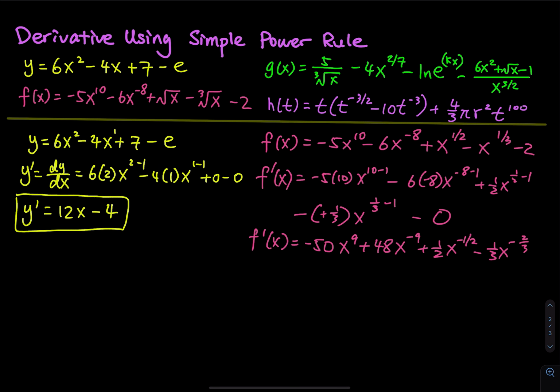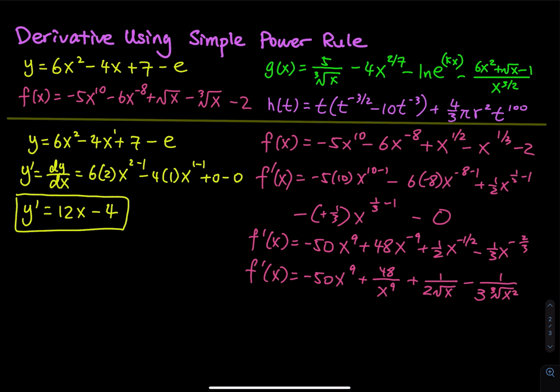Negative 2/3. I am good with this ending with a rational exponent and negative exponent, but when you do homework online, they might want you to get rid of the rational and negative exponent. So then you have to do an extra step like that. Negative 50x to the 9th power, and then plus 48 divided by x to the 9th power, and then plus 1 divided by 2 times the square root of x, minus 1 divided by 3 times the cube root of x squared.